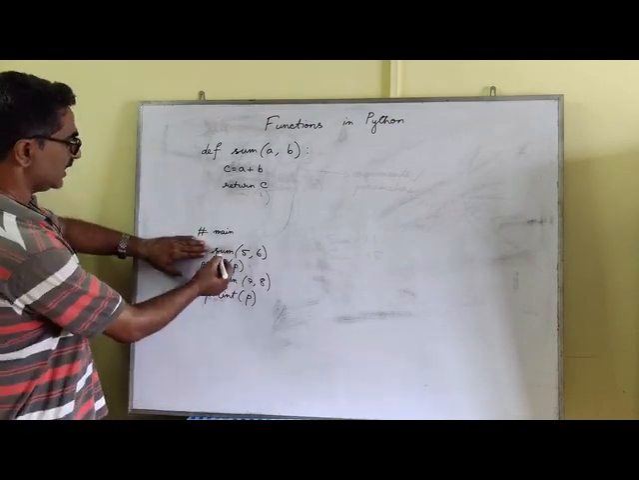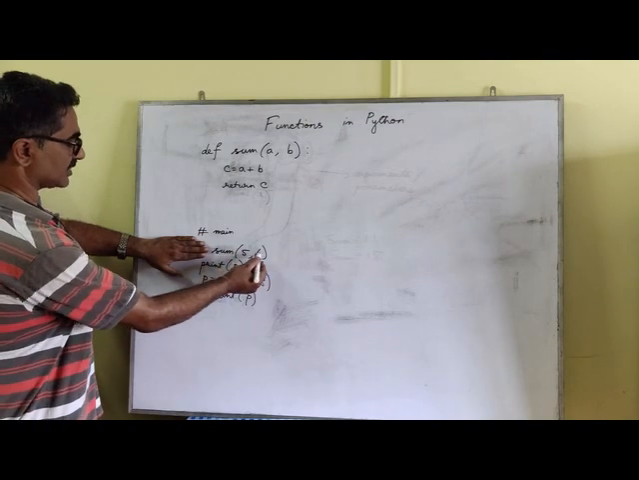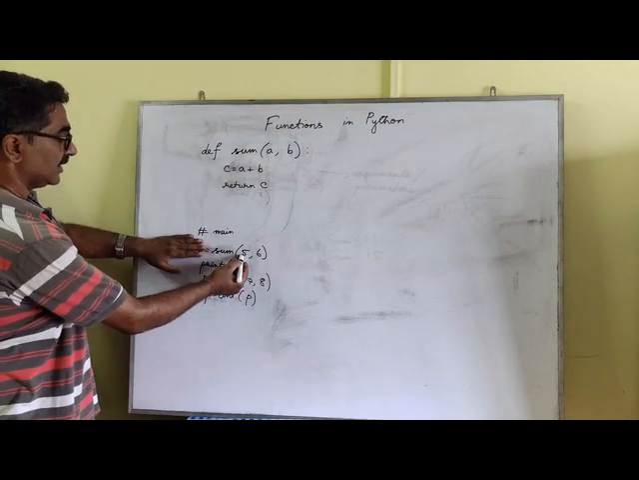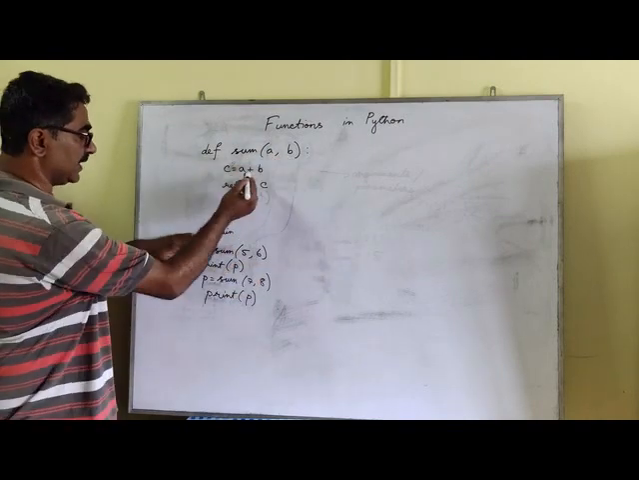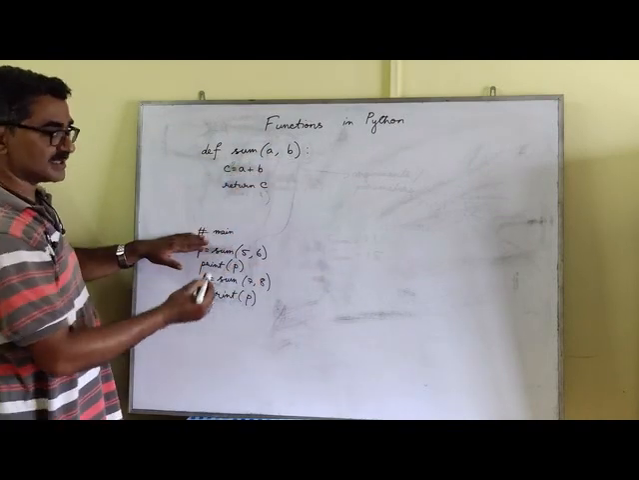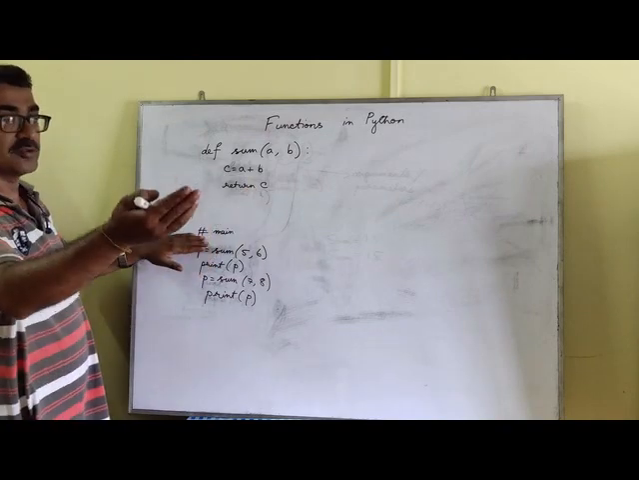Now forget about this part. Let's see this. Sum 5 comma 6. The name of the function is sum. The value 5 goes to variable a, the value 6 goes to variable b. So c equal to 5 plus 6, that is 11. Return c is going to return 11.